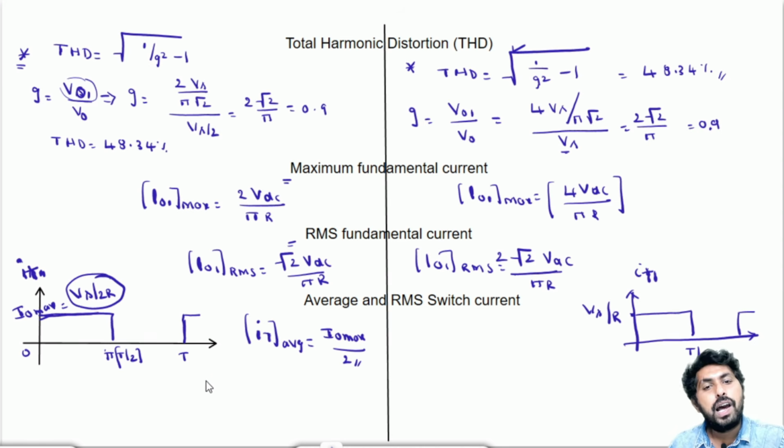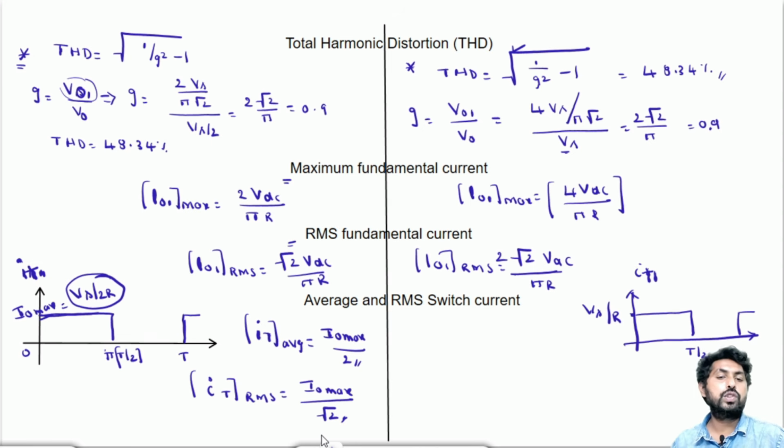So now let me find the IT RMS. So what about IT RMS? IT RMS would be the square root of I0 maximum squared into T by 2 divided by T, which is equal to I0 maximum divided by root 2. So which is equal to the RMS value. Here also we'll get the same expression.